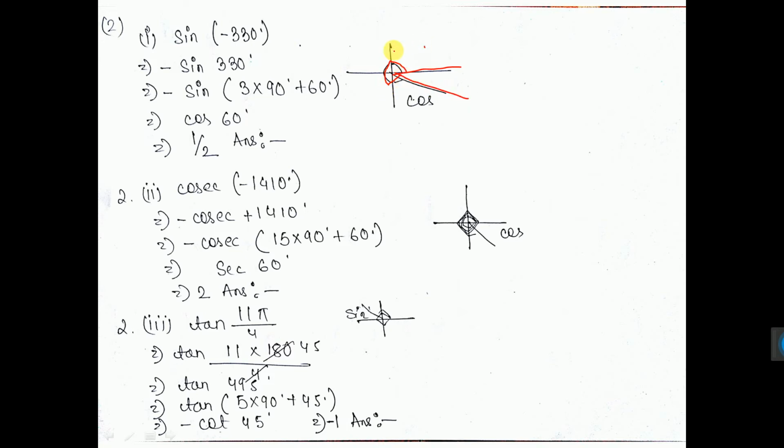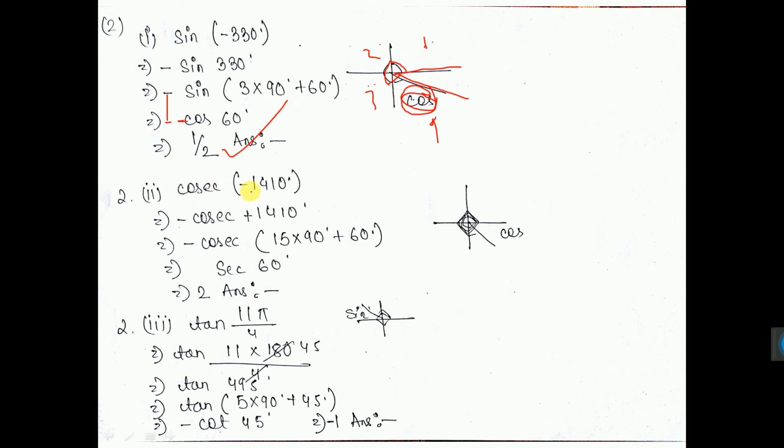All sine, tan, cos positive: first quadrant all, second quadrant sine, third quadrant tan, fourth quadrant cos positive. But our sum is sine, so we have to give one minus sign here. One minus sign was there, another minus sign I am giving. So minus into minus is plus. Cos 60 degree value is half. This is the answer.